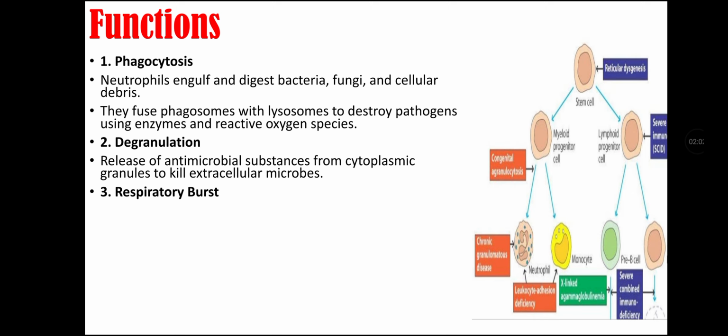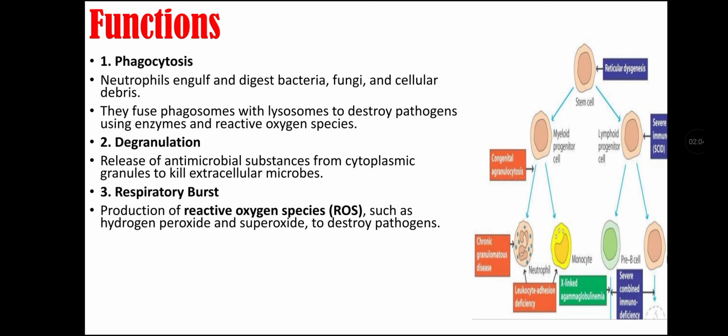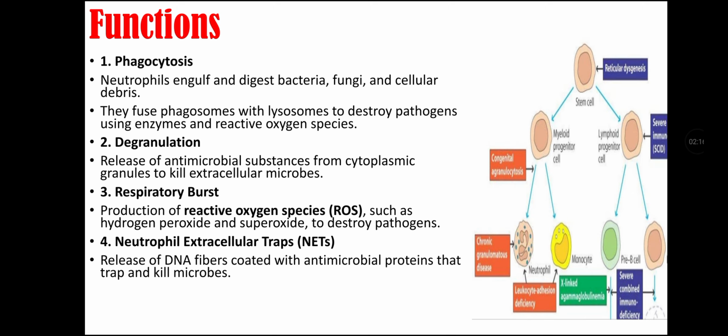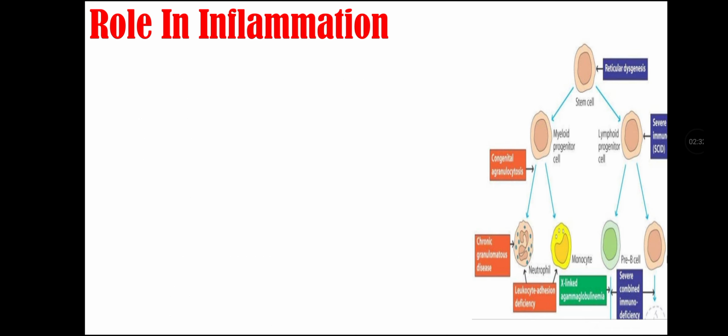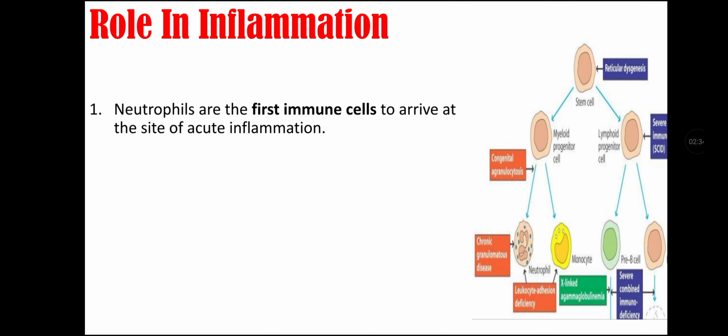Third function is respiratory burst, as there is production of reactive oxygen species such as hydrogen peroxide and superoxide to destroy pathogens. Fourth function of neutrophil is neutrophil extracellular traps, that is the release of DNA fibers coated with antimicrobial proteins that trap and kill microbes. Fifth function of neutrophil is inflammation mediation, as neutrophils release cytokines and chemokines to recruit other immune cells to the site of infection.